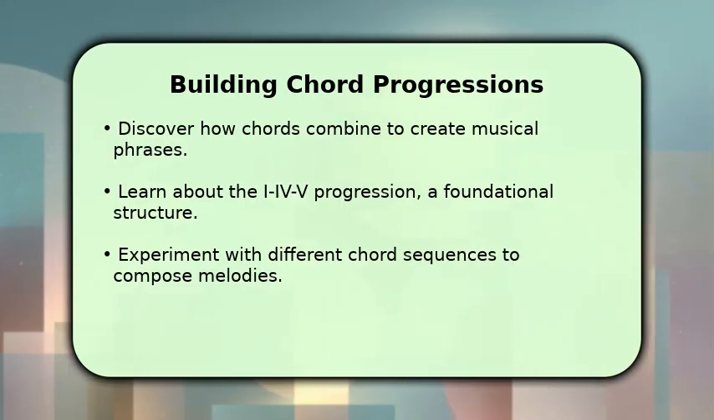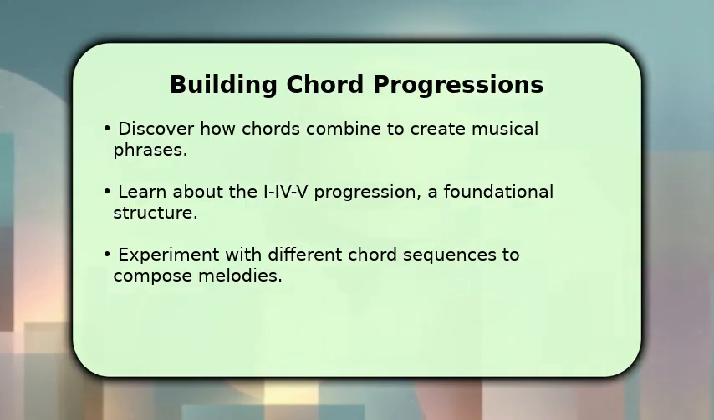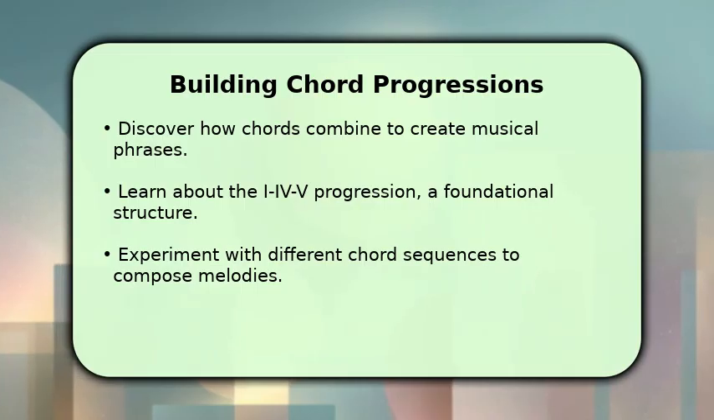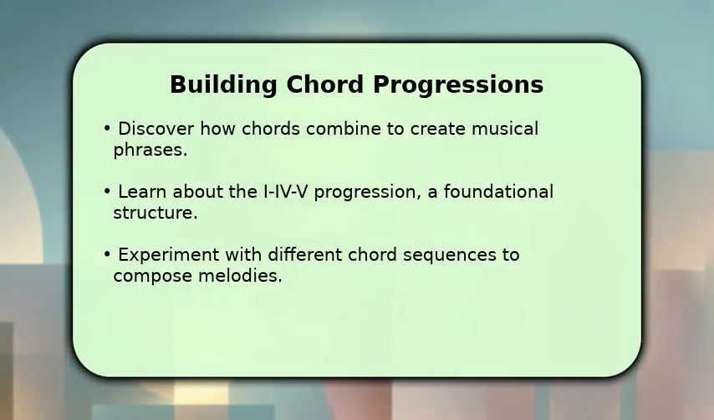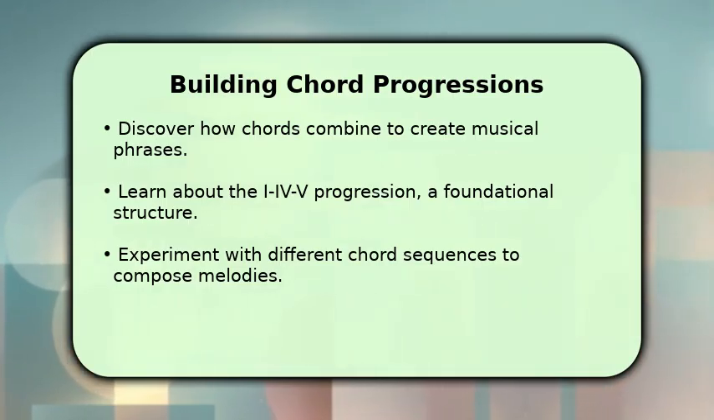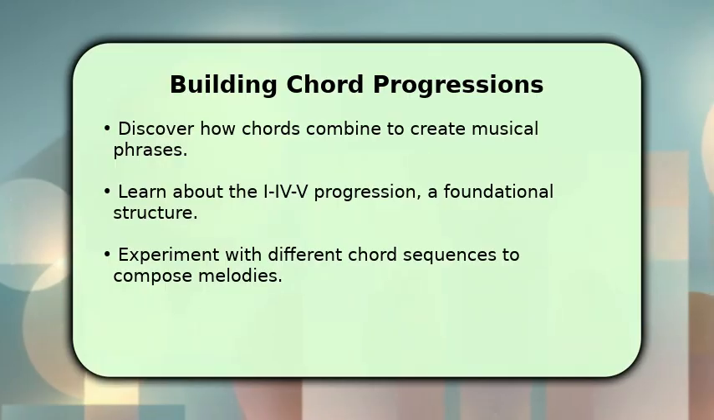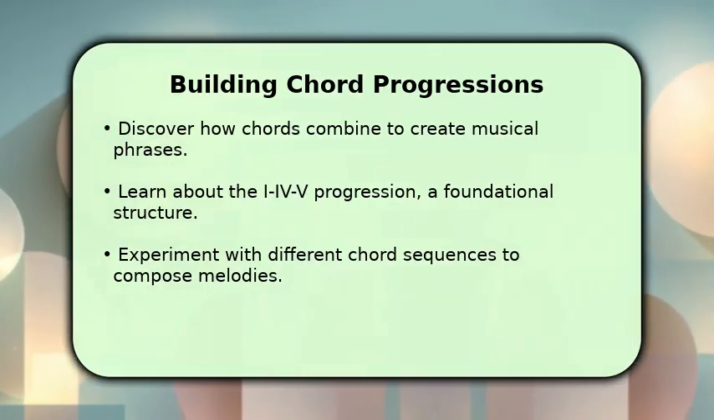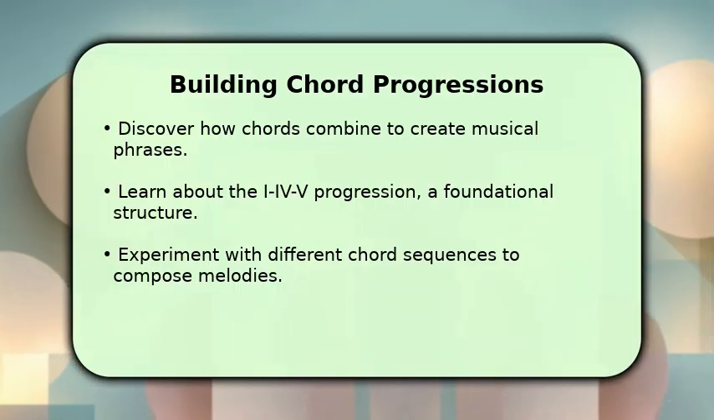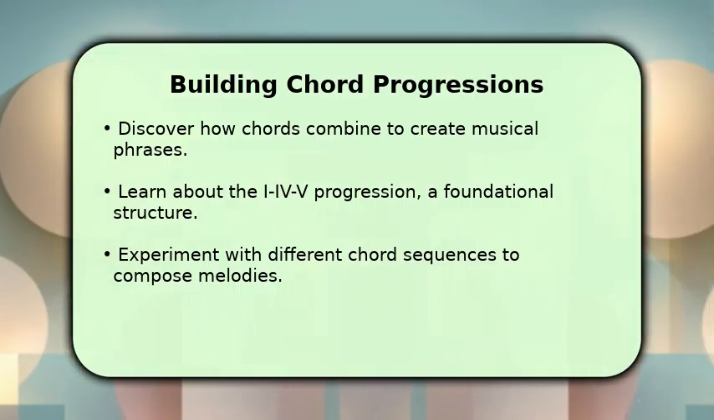Moving beyond individual chords, let's explore how they connect to form progressions. A chord progression is simply a series of chords played in a specific order. The I-IV-V progression is a foundational structure found in thousands of songs across many genres. Understanding this pattern will unlock your ability to play and even compose simple melodies. Experiment with various sequences to hear how different chords interact.